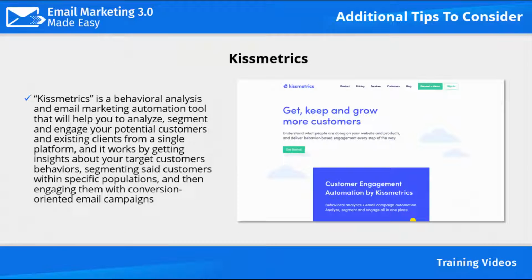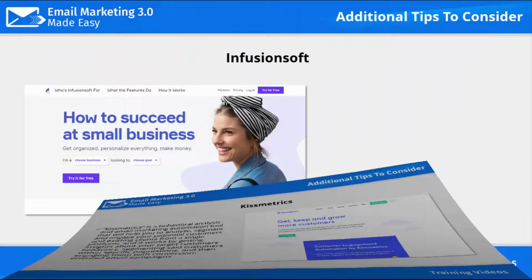Kissmetrics. Kissmetrics is a behavioral analysis and email marketing automation tool that will help you to analyze, segment, and engage your potential customers and existing clients from a single platform. And it works by getting insights about your target customers' behaviors, segmenting said customers within specific populations, and then engaging them with conversion-oriented email campaigns.